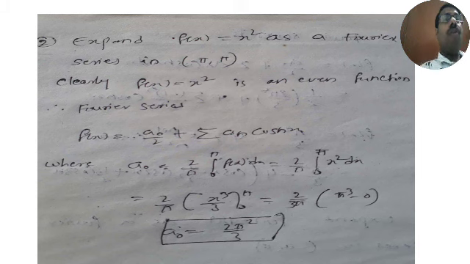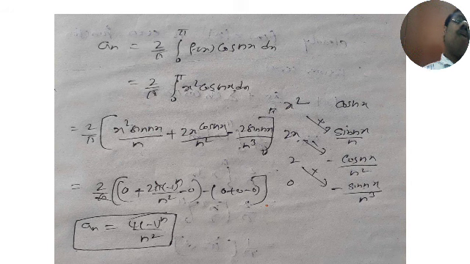So let us go for a_n value right now. What is the a_n formula? The formula is 2 by pi integration 0 to pi f of x into cos nx. Point to be noted, the interval is minus pi to plus pi, but the limits are 0 to pi multiplied by 2. So the formula of a_n is 2 by pi integration 0 to pi f of x into cos nx.